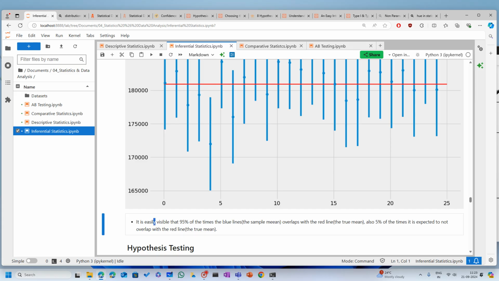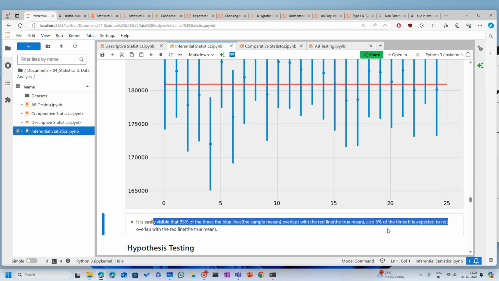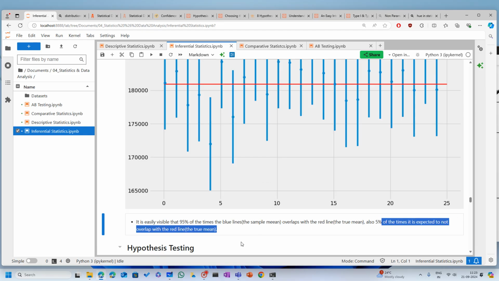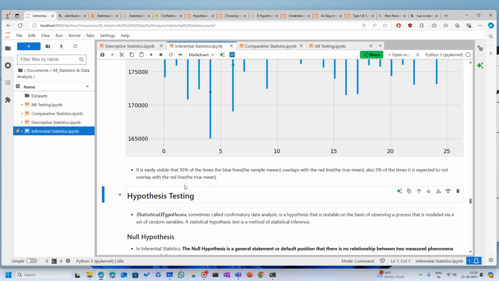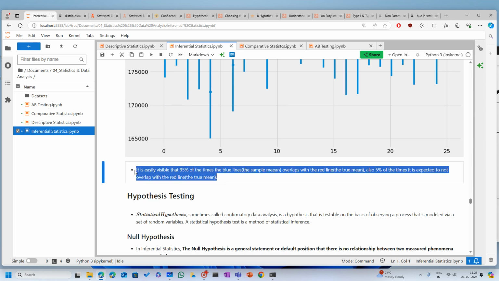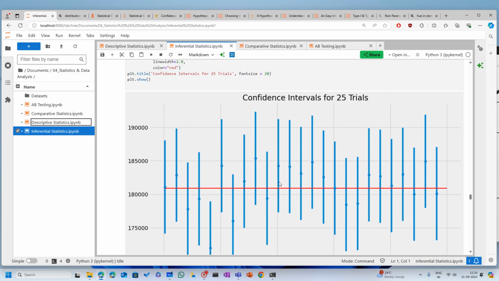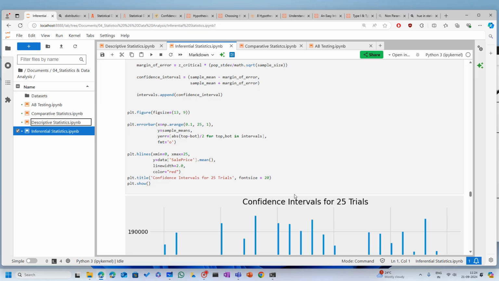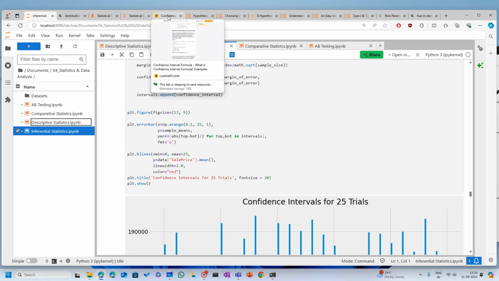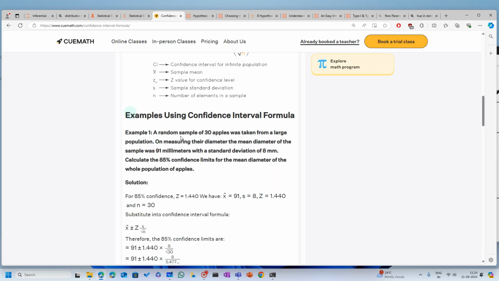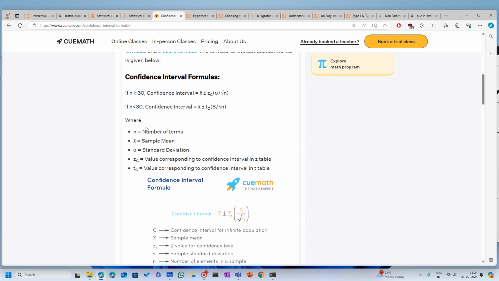So we can see that 95% of the times the blue line, which is your sample mean, overlaps the red line, and 5% of the time it is expected to not overlap. Okay, that is by nature. 5% you will think that it may not be a good prediction. Have you understood the concept of confidence interval? Yes. Okay, so we can also look at how we are calculating.